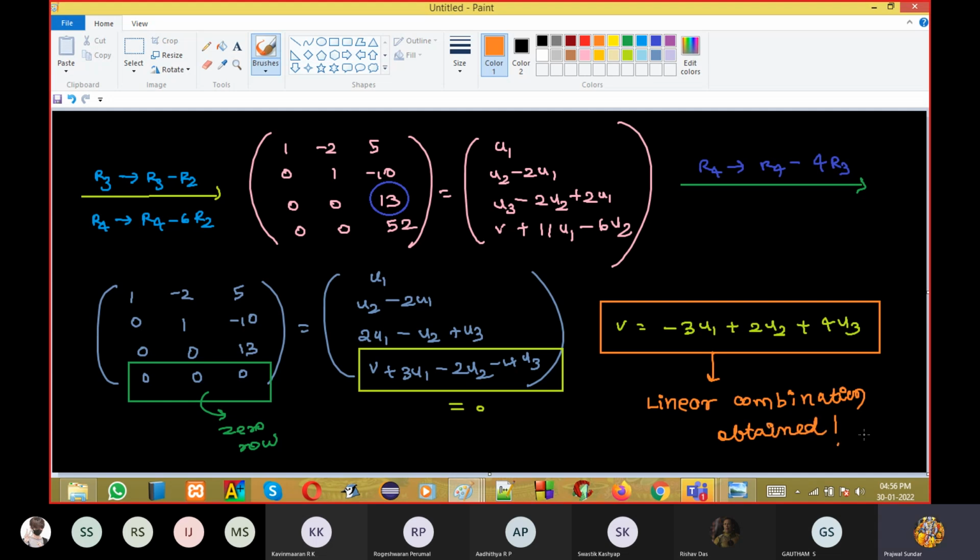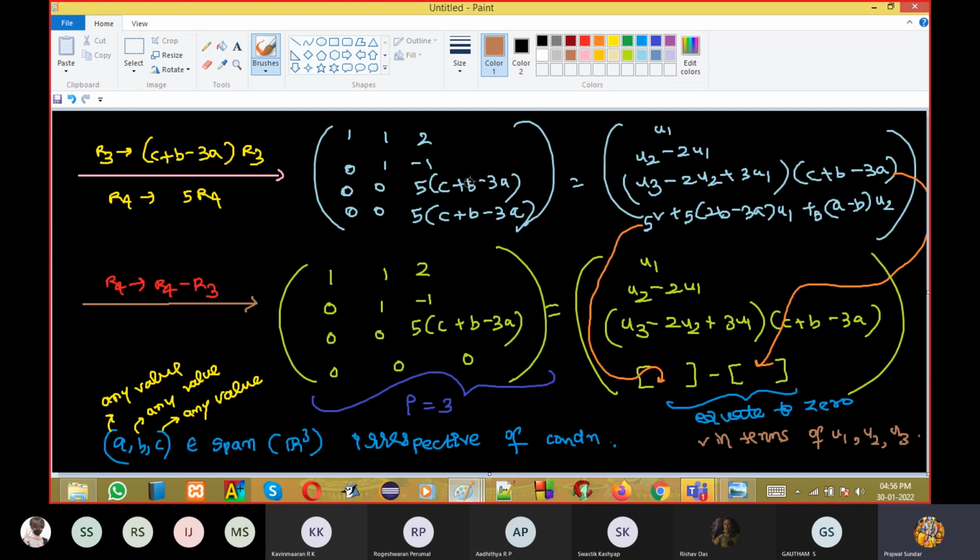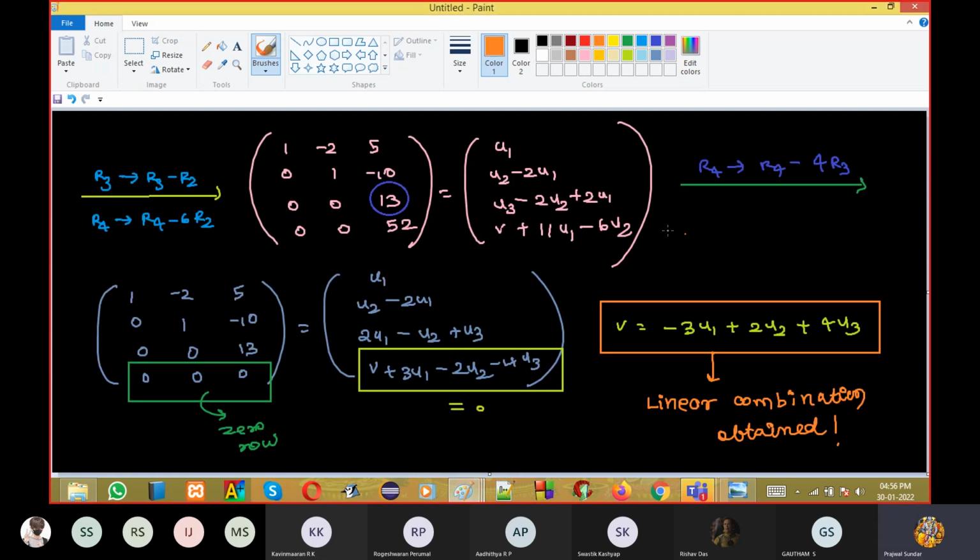In this linear combinations topic, I have finished in depth. All sorts of concepts, all models, everything I have done. If anyone has any doubt, please ask. Okay.